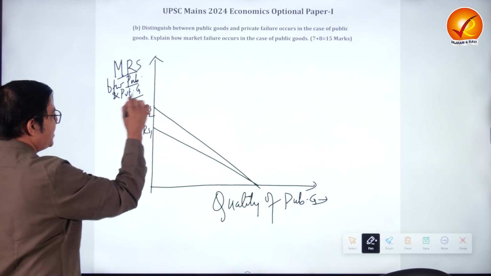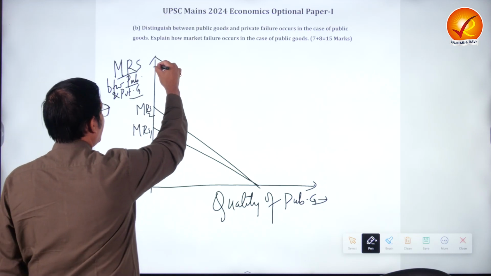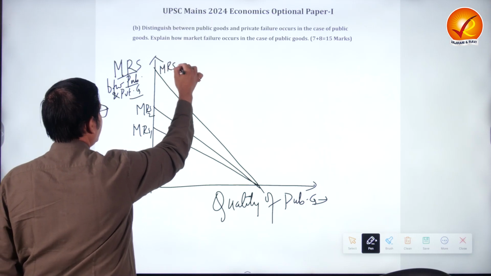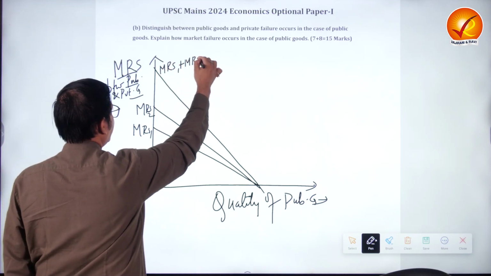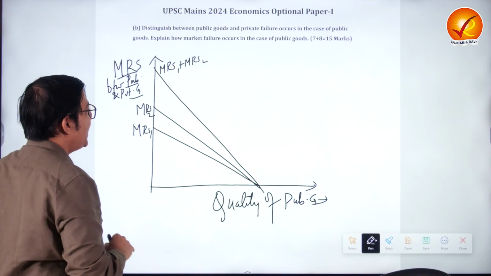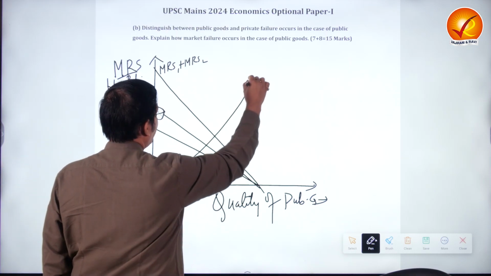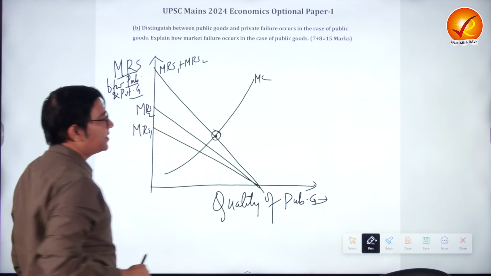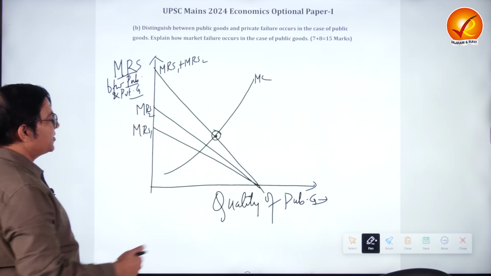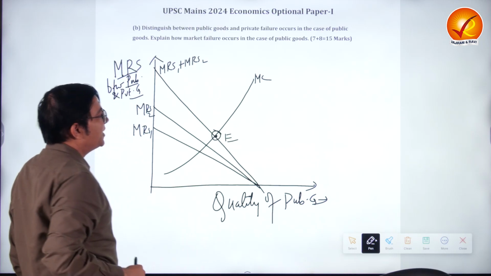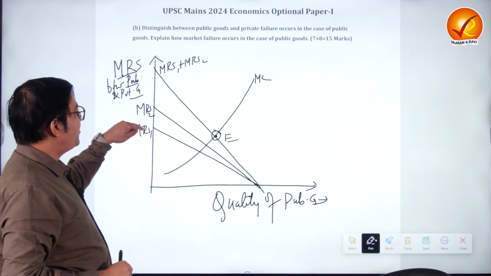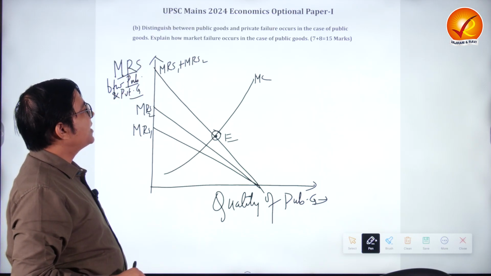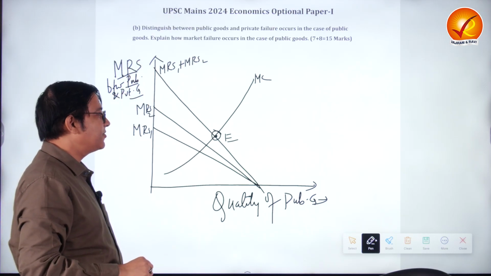How do we get the equilibrium in public good? By taking the sum of both: first MRS 1 plus MRS 2, and then finding the point where it intersects the marginal cost of producing it. So this is the equilibrium in the case of public good. In private good, we equate the marginal rate of substitution. In public good, we add and then compare it with the marginal cost. That is how they are unique.